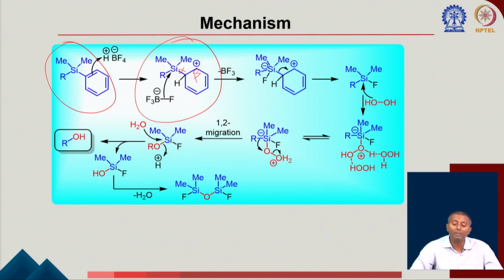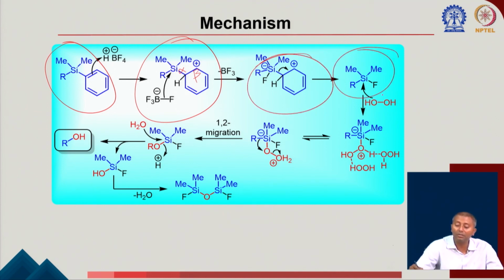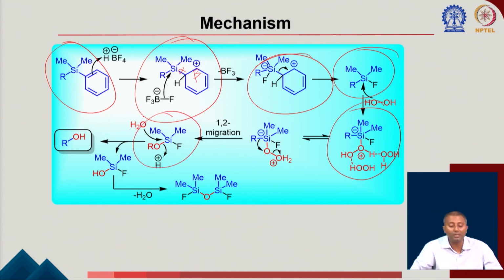So we have learned what happens after the formation of the carbocation. This weakens the carbon-silicon bond as well. If you have F minus attacking the silicon, it can form the double bond here and release the silicon compound from the phenyl ring. Now H2O2 can attack the silicon to form this pentavalent species. From the pentavalent species it can participate in a 1,2 migration from the silicon to the oxygen. After the 1,2 migration, it can go for hydrolysis to give the corresponding alcohol.